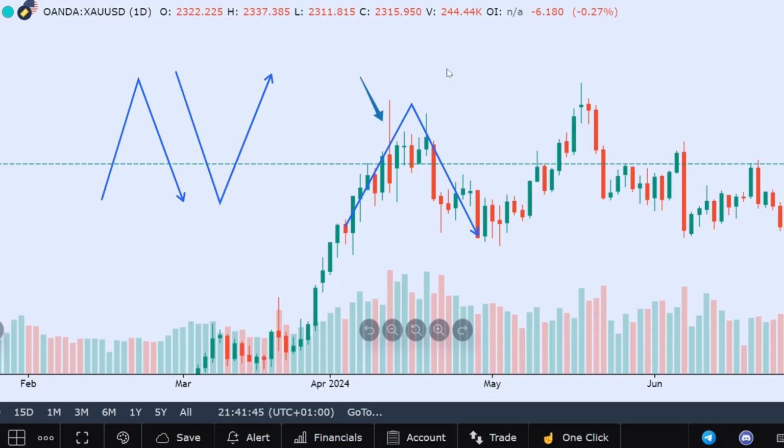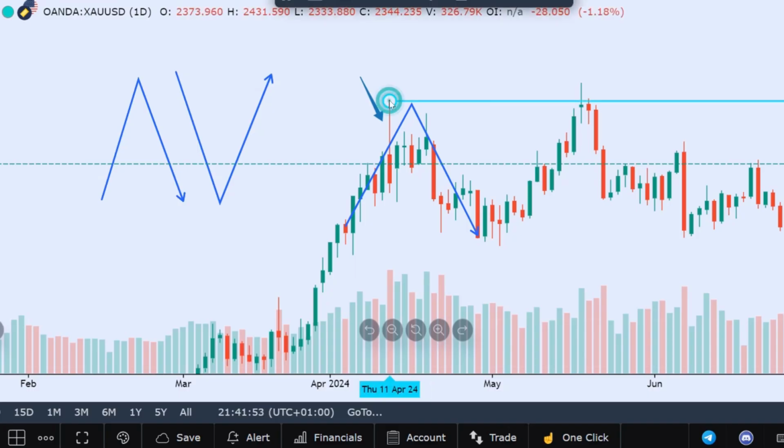Now that the market has created a structure and we have a long wick candle, the top of the long wick candle is going to be our target. So remember, we want to take a swing trade. It's either we take a reversal or we take a breakout.